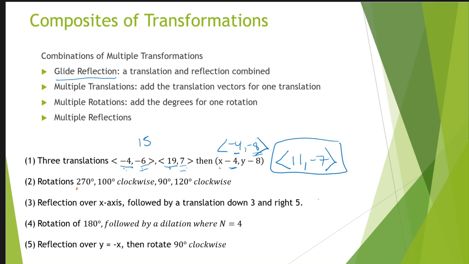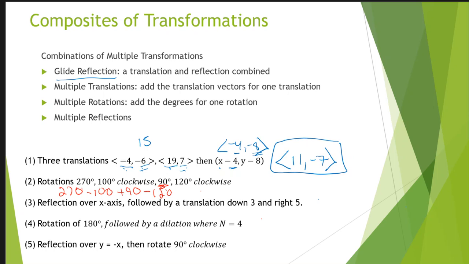These rotations, 270, this is counter, this is clockwise, this is counter, this is clockwise. So it's going to be 270 degrees, minus 100, plus 90, because that's counterclockwise, and then minus 120. Again, since clockwise is not the default, we're going to put negatives for those.